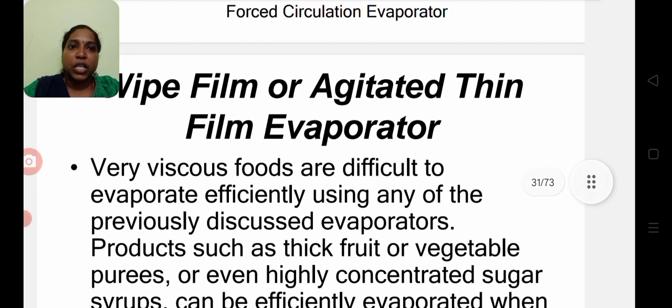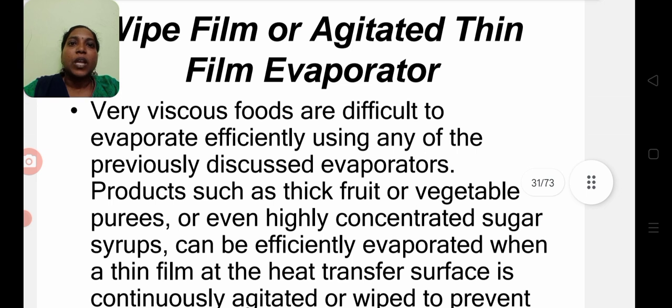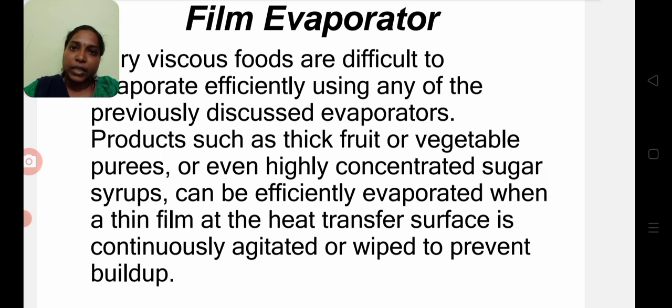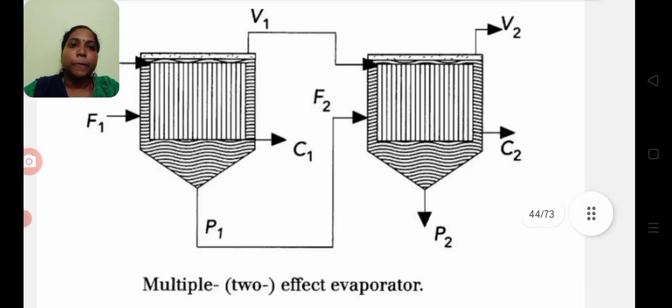Next one is the agitator thin film evaporator. Very highly viscous liquid can be used in this agitator thin film evaporator. An agitator is nothing but a mixer. It is used for mixing the feed inside the evaporator, so thick fruit or vegetable purees or highly concentrated sugar syrups can be used in this agitator thin film evaporator.